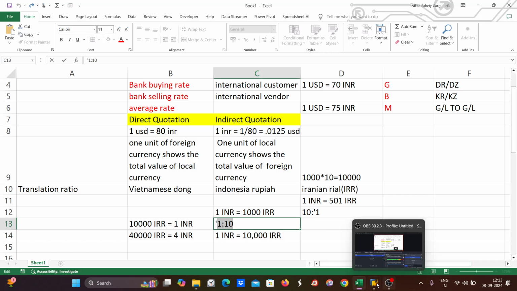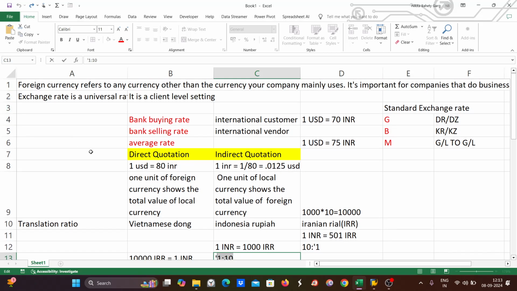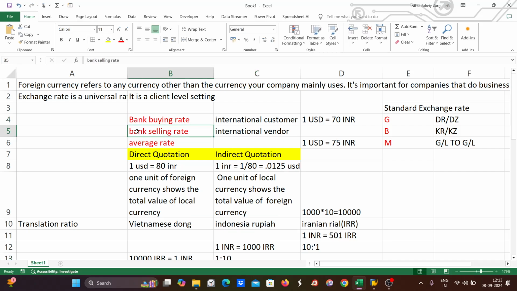Fine. So this was all about foreign currency. I have explained the entire thing about foreign currency. The only thing remaining is the buying rate and the selling rate, which I will probably explain once we complete the accounts payable and accounts receivable topic.